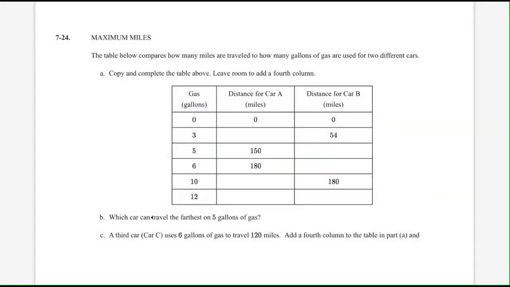All right, let's go ahead and look at the first problem together. 7-24, maximum miles. I will be going over just this one problem with you, because if you can do this one, you can definitely do 7-26 on your own, and you definitely do need to try it out on your own. So there are 3 parts to it. There's an A and B and a C as well. Let's go ahead and start on part A.